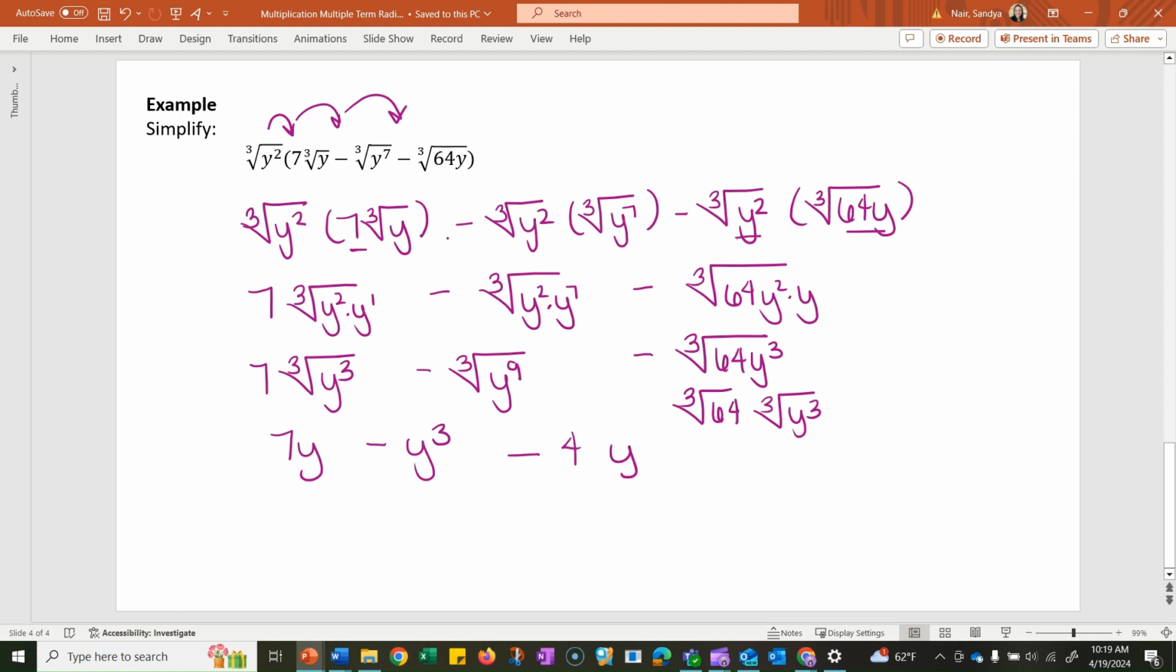Okay, so remember, when you write your final answer, if you have any like terms, you can go ahead and combine them. So I have 7y minus 4y, that's going to give me 3y, and then 3y minus y cubed. Okay, if you're going to write it in standard form, that's going to become minus y cubed plus 3y.